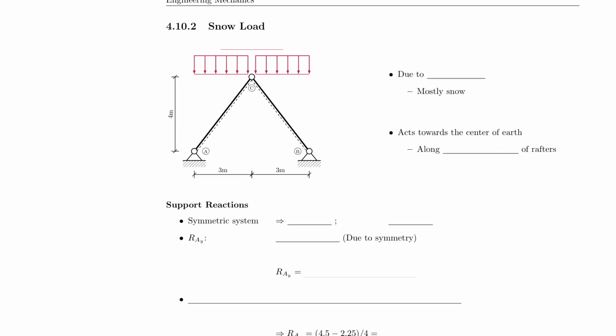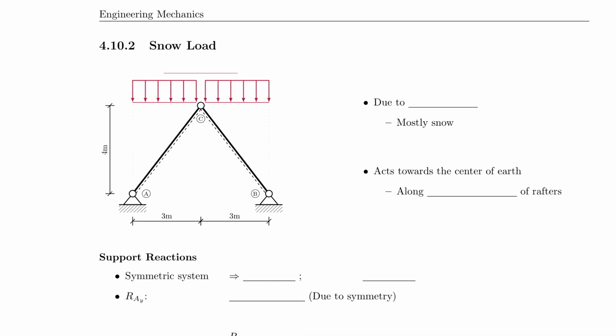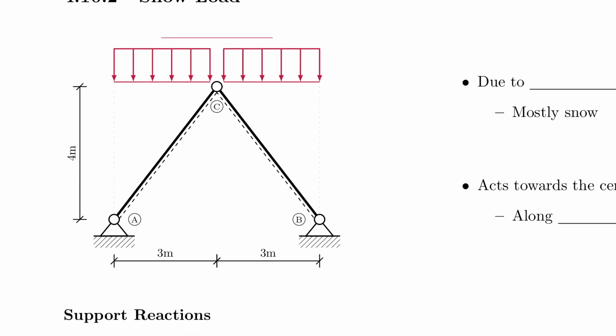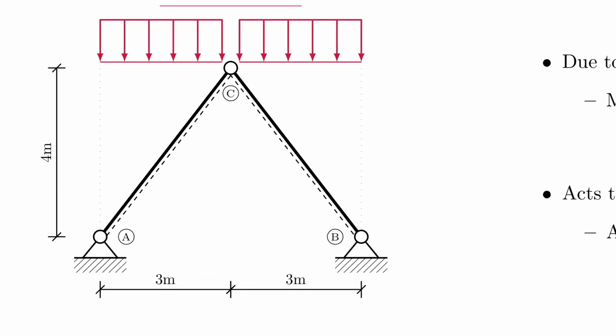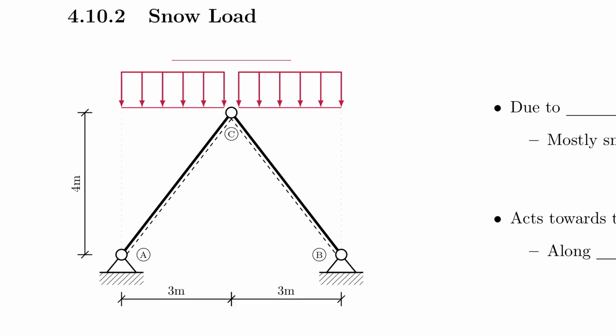So snow load is a very particular thing because it's actually projected loads. And if you can see this here, there are these dashed dotted lines that signify that the snow load here is actually acting over lengths of 3 meters, but is actually projected down onto the rafter. And that is a little bit tricky for a beginner, but we will break that down right now.